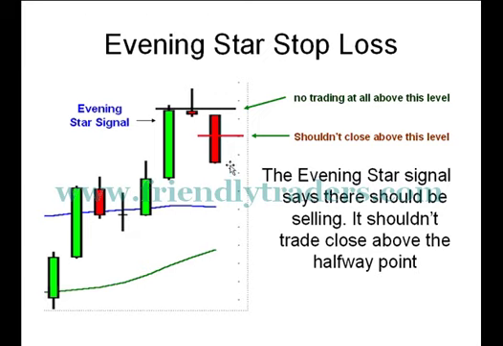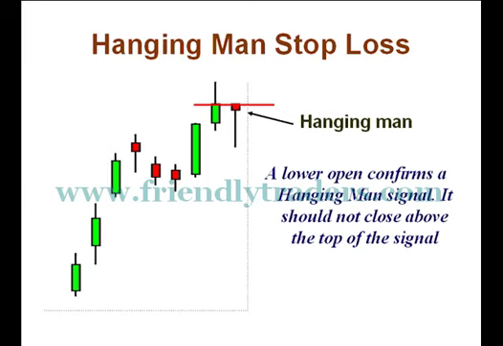A lower open should not see a close above the halfway point of the candle that confirmed the evening star signal, and we shouldn't see any trading above the point that told us the evening star signal would start to show a downtrend in progress.